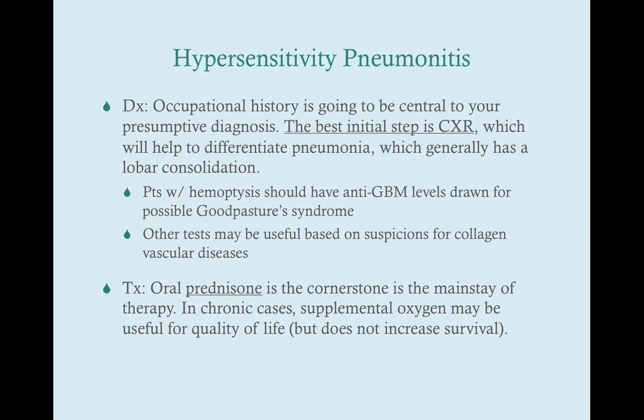And in chronic cases, generally they're going to need supplemental oxygen because they have the fibrotic changes of their lungs. They're not going to be able to diffuse oxygen as efficiently from their alveolus into their circulation. And the supplemental oxygen will improve quality of life, but it does not increase survival.